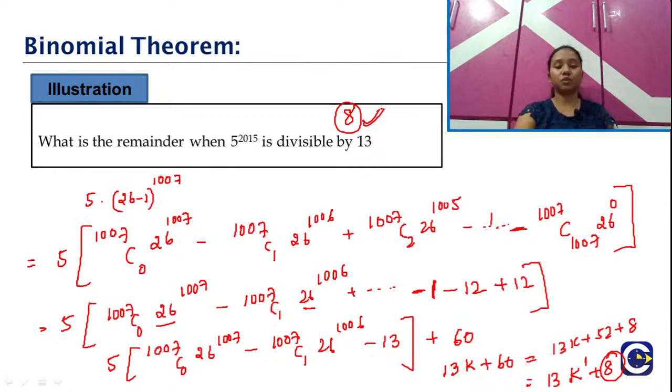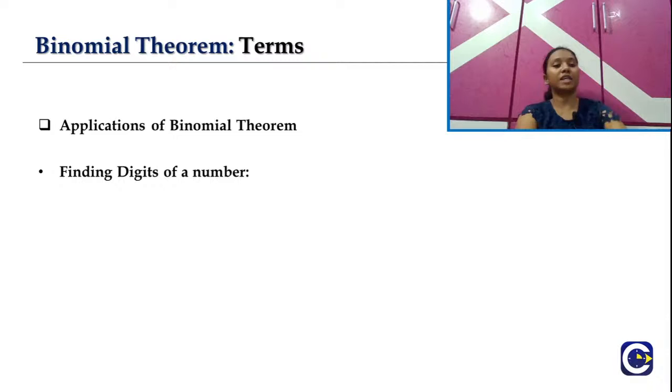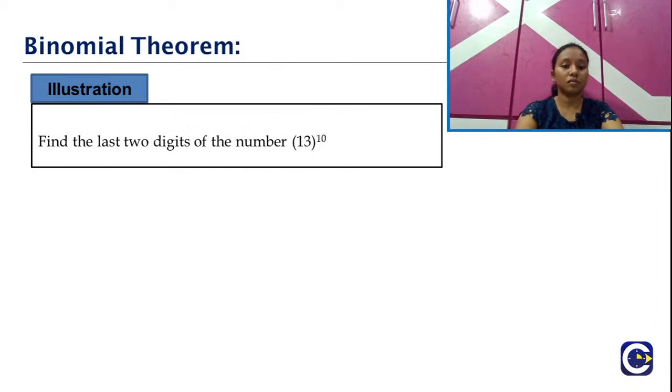Right, so let's move on to the next one. So the next one here is finding digits of the number. That means it could be last 2 digits, last 1 digit, last 3 digits. So whatever it could be, based upon the question, we have to find the digits of a given number. So here the question states: find the last 2 digits of the number.